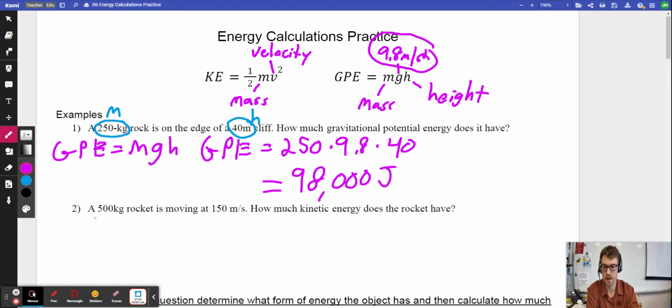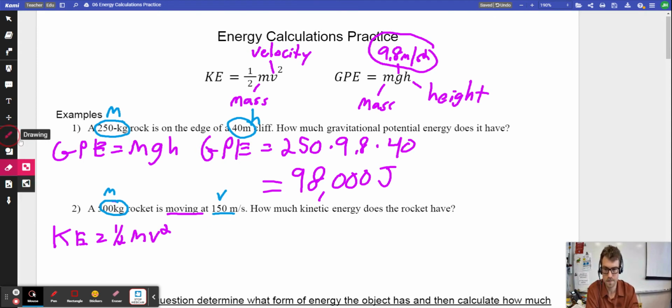For number two, we have a scenario where we have a 500 kilogram rocket moving at 150 meters per second. And notice that we're moving, so that is going to be us figuring out how much kinetic energy it has. So again, kinetic energy is equal to 1/2 mv squared. Now we need to go through and identify the information we're given. So a 500 kilogram rocket, so 500 kilograms, that is going to be our mass, and then it's moving at 150 meters per second. That is going to be our velocity. So let's go in and put that information in.